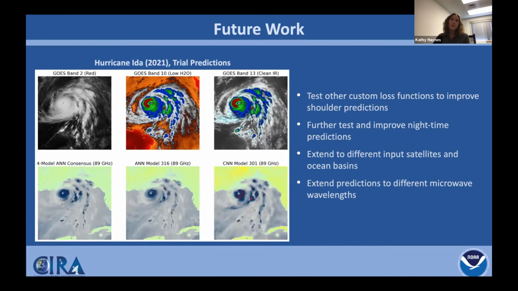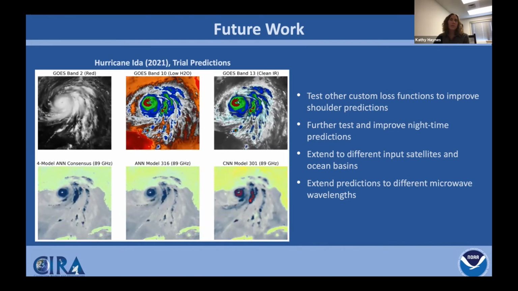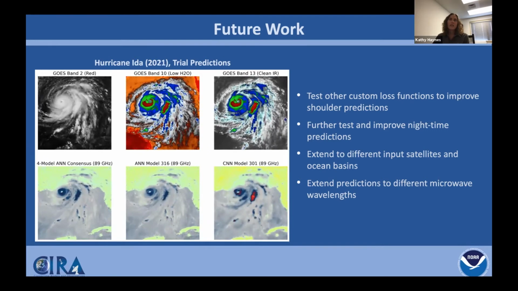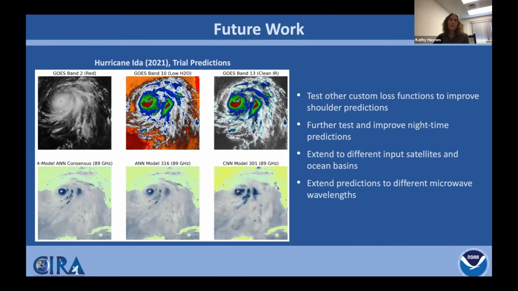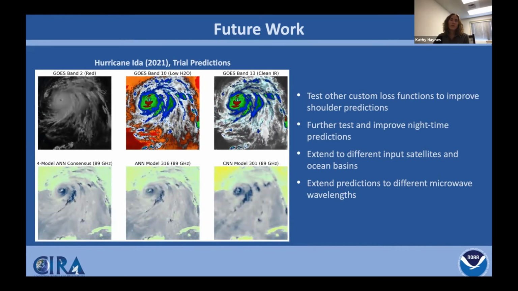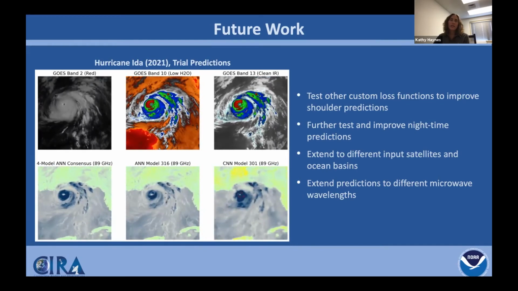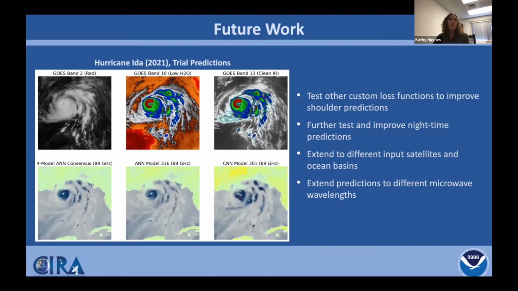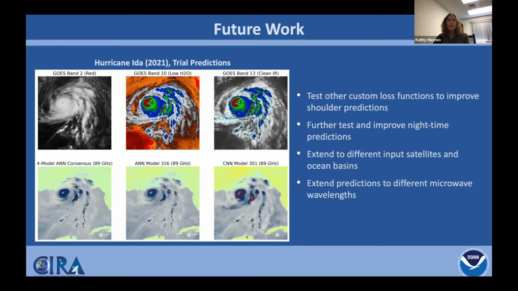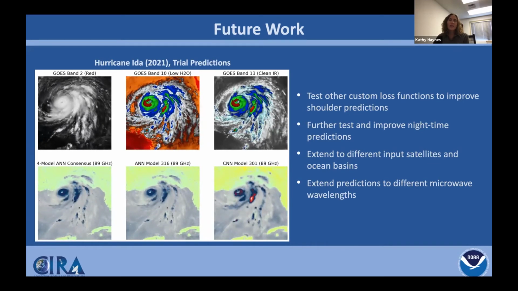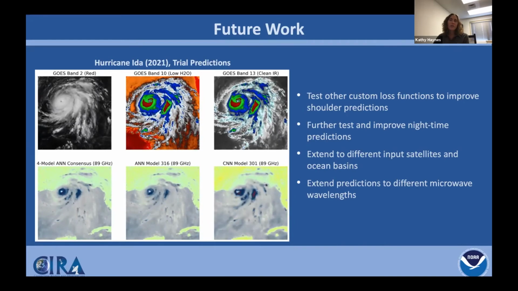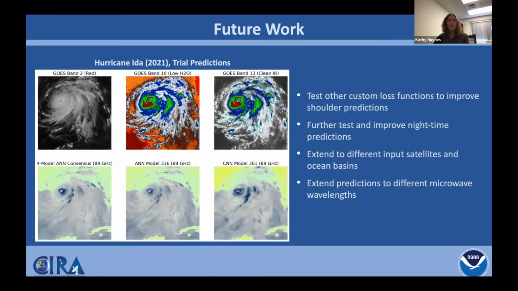As we work to improve these predictions, there are several things we would like to do. First is to test other custom loss functions in order to improve our shoulder predictions. Next, we would also like to further test and improve our nighttime predictions. We would also like to extend our work to different input satellites and ocean basins. And finally, we plan to extend our work and predictions to different microwave wavelengths.